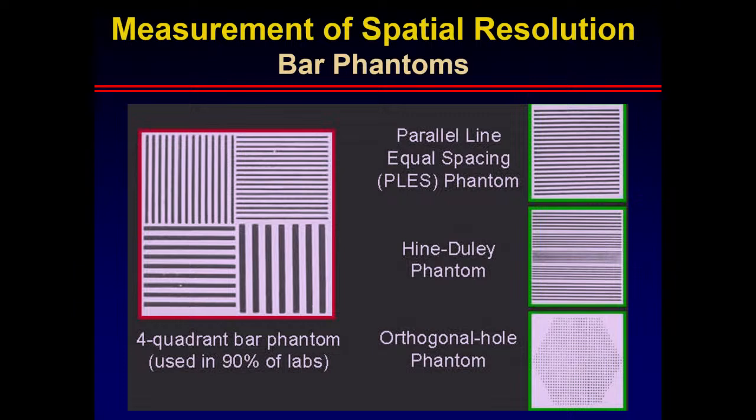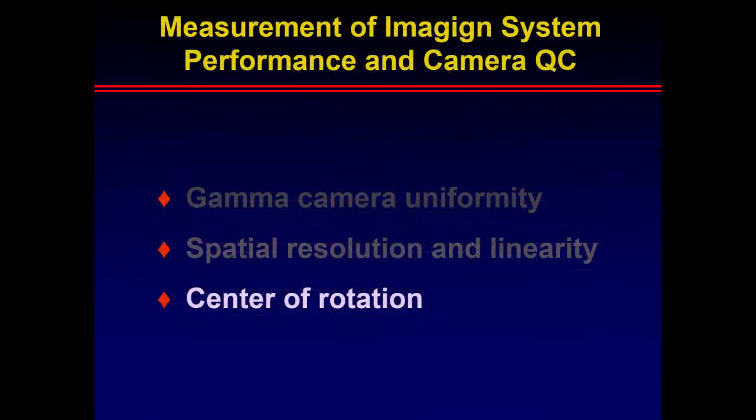And the way we look at spatial resolution is using bar phantoms, and we try to see what we can discern in terms of the smallest space between two lines. And that gives us a reflection of our spatial resolution.